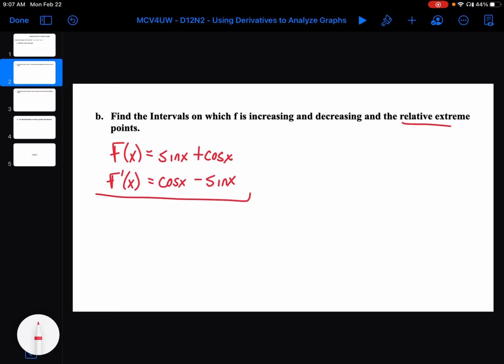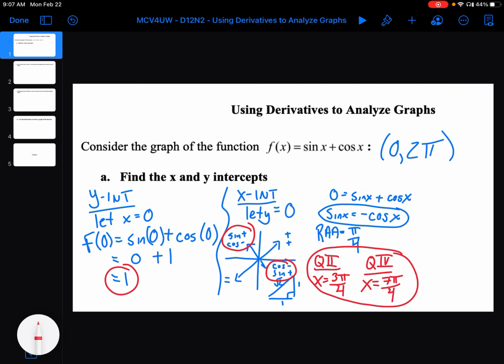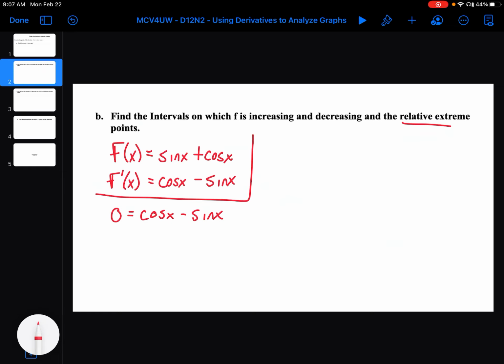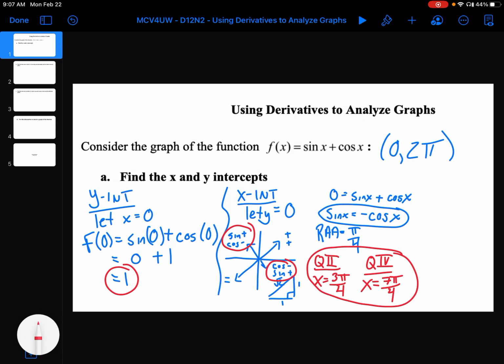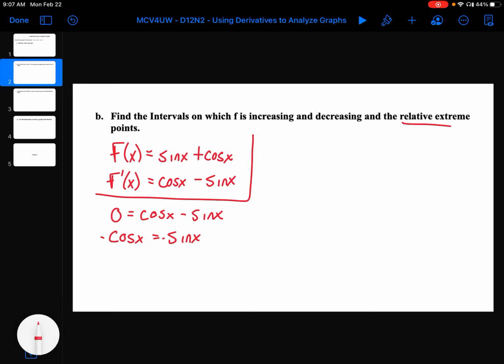So we've got that: 0 equals cos x minus sine x. Now, going back, when we rearrange this, this is going to say cos x equals sine x. Well, cos x and sine x are equal in quadrants 1 and 3, because if I put a negative in front of both of these, it doesn't actually change anything. So we're in quadrants 1 and 3. We know we're still using pi by 4.